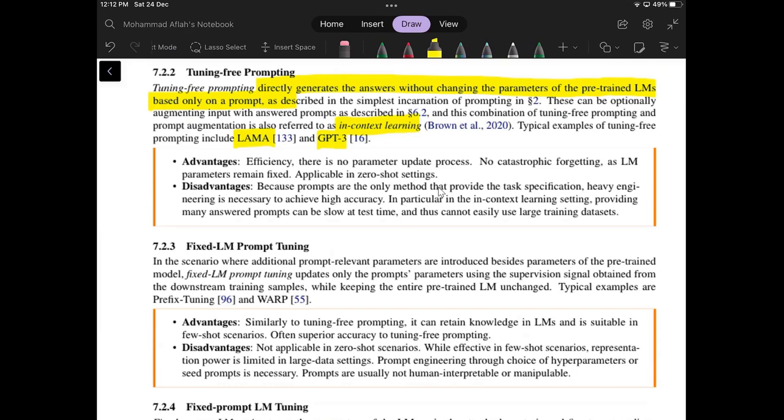So the advantages: since there are no parameter updates, there is efficiency, there is no catastrophic forgetting since the model's parameters are frozen, and it is applicable in zero shot settings.